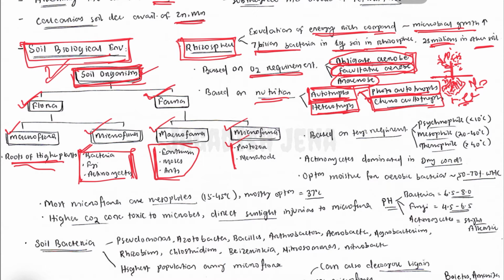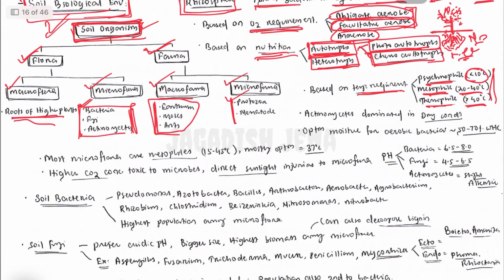One is broad classification like flora, fauna. Another one is based on oxygen requirement, based on nutrition. These are being classified. Again, based on temperature requirement, microbes are classified into three different broad groups. Psychrophile, which require less than 10 degrees Celsius, and mostly they are found in temperate zone. Then mesophiles, the requirement of temperature is around 20 to 40 degrees Celsius. Thermophile, they can survive beyond 40 degrees Celsius.